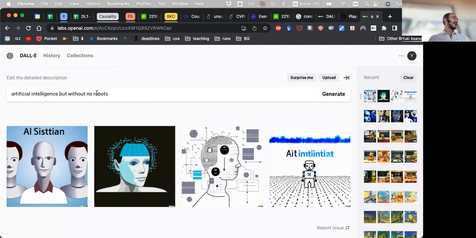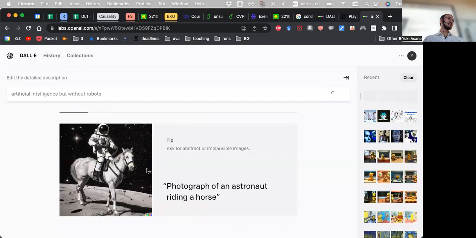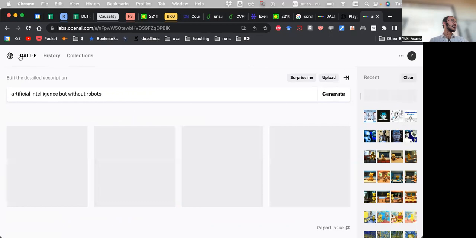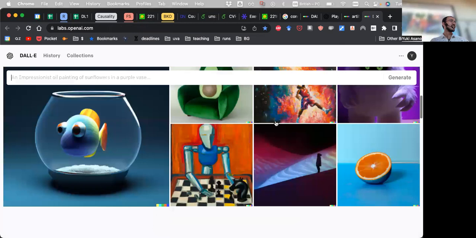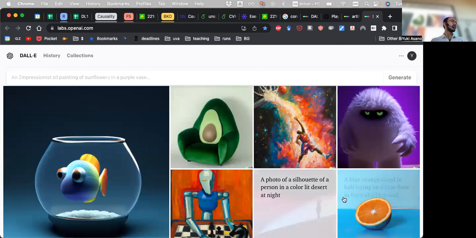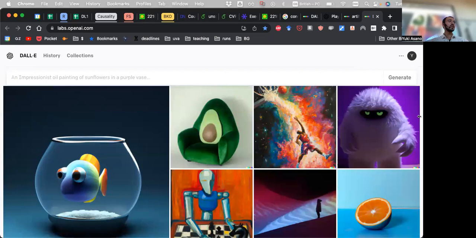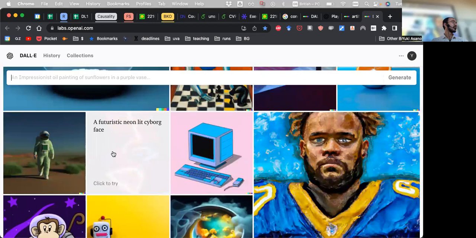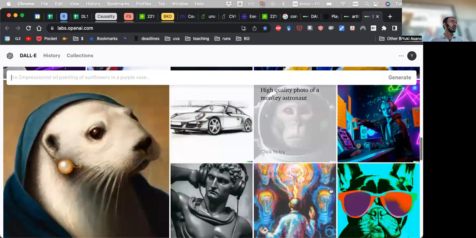So this stuff is fun to play around with, but pretty random, and you can waste a lot of time. Here are some examples from people that have shared this, for example, an armchair in the shape of an avocado, or a photo of a white flamingo standing in a purple room. That's pretty cool. Here we have this futuristic neon-lit cyborg face. You can really use some creativity here.